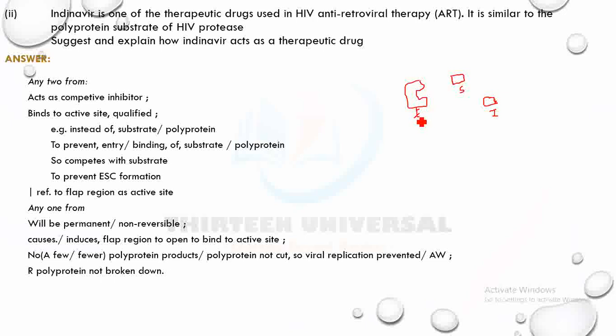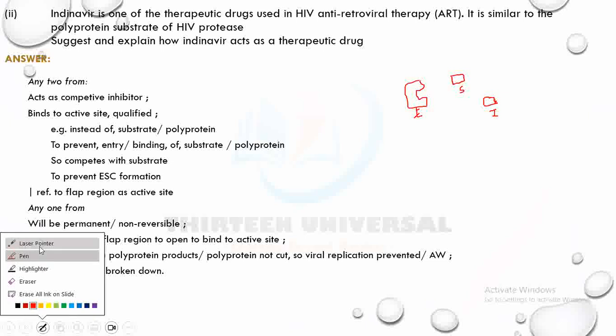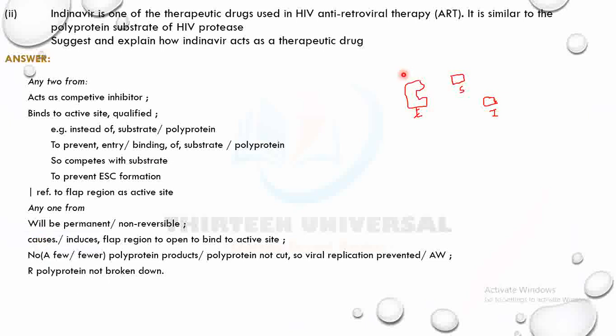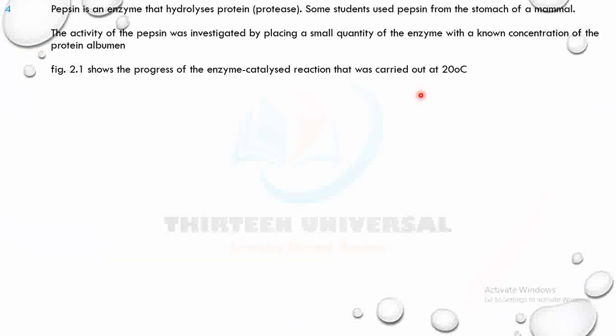So competitive has a similar shape to the substrate. So it's also complementary to the active site. Right? So it binds and blocks substrate from binding. When it binds, it blocks substrate from binding, because it has a similar shape to the substrate and it's also complementary to the active site. So 2 marks.